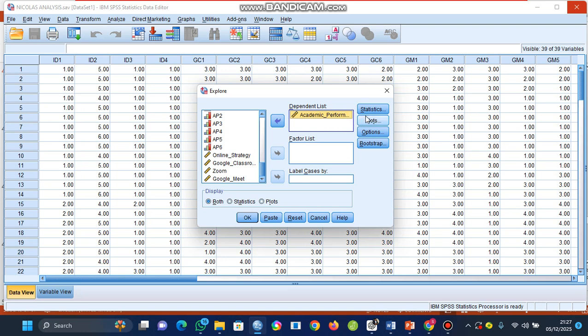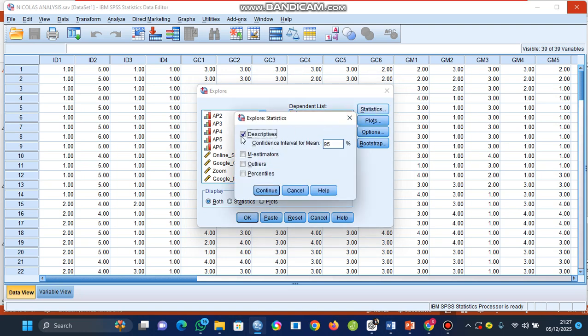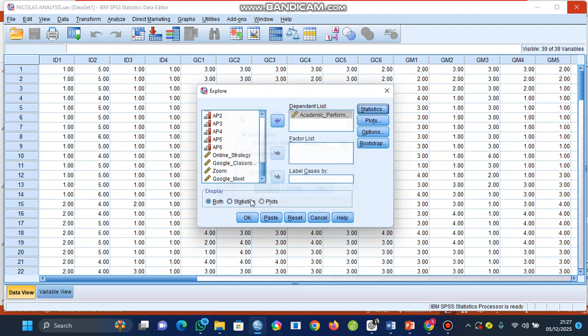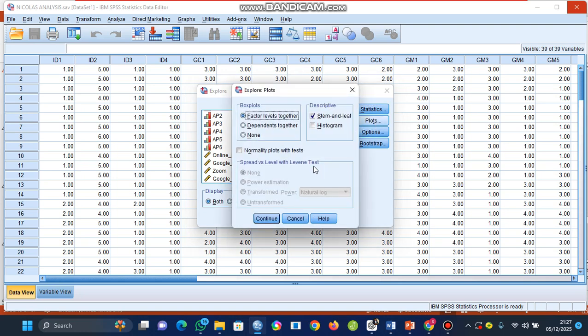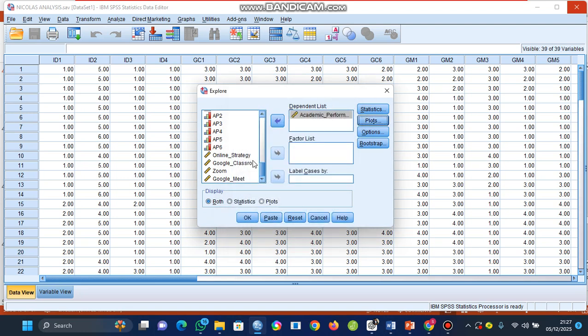When you have done this, you go to Statistics. Make sure that the descriptive statistics is checked, automatically it is checked. You continue. If you go to Plots, then check Histogram. We don't want the stem and leaf. You check the normality plots with tests. Okay, then you click Continue. You can now say OK.